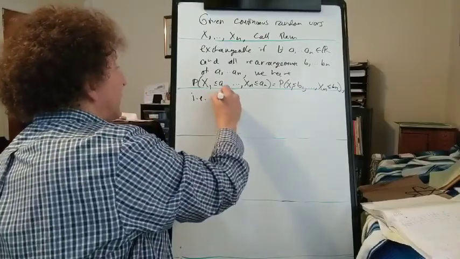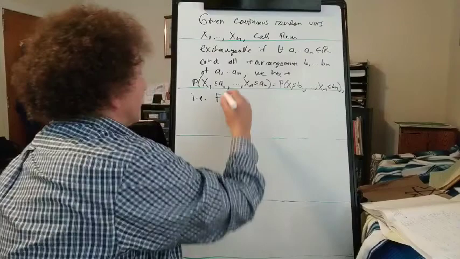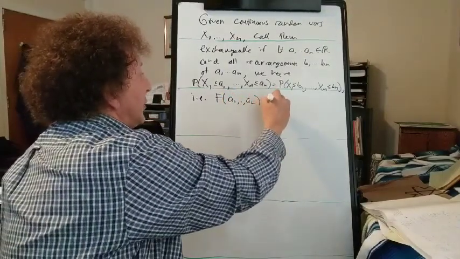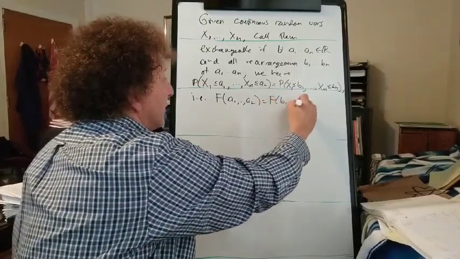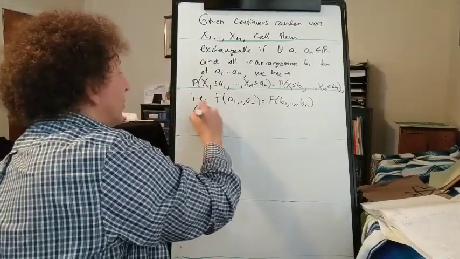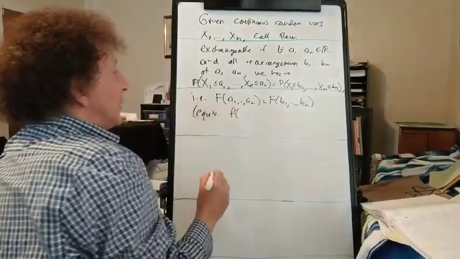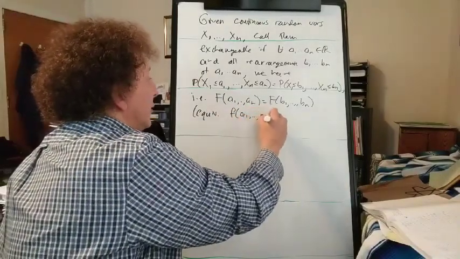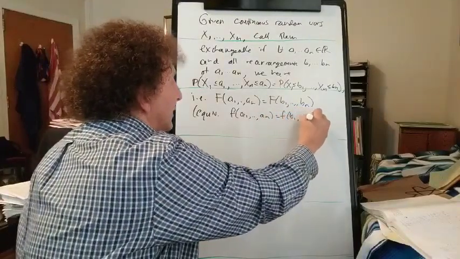In other words, the joint cumulative distribution functions satisfy F of a1 through an equals F of b1 through bn. Or equivalently, the joint probability density functions satisfy f of a1 through an equals f of b1 through bn.